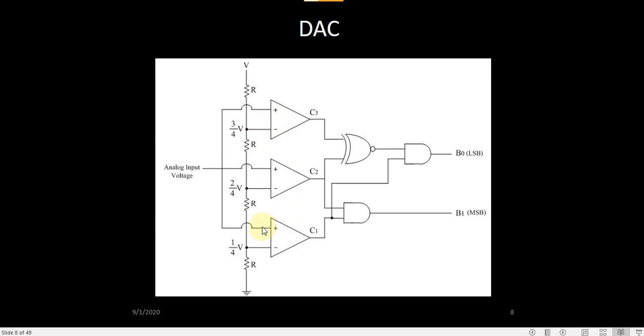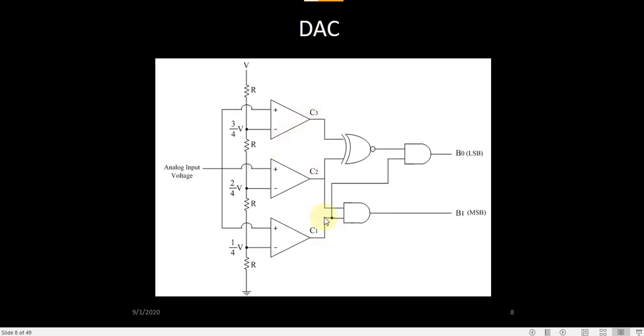Now when the input signal is slowly going up, if it is below 1/4, all the 3 comparator output voltages will be 0. Now the analog input voltage is slowly increasing. The moment it crosses 1/4 volt, C1 will become high, so the output will be 100. Again the input is going high. When it crosses 2/4, C1 will be 1, C2 will be 1, C3 will be 0. Again when it crosses 3/4 volt, all the 3 will be high.